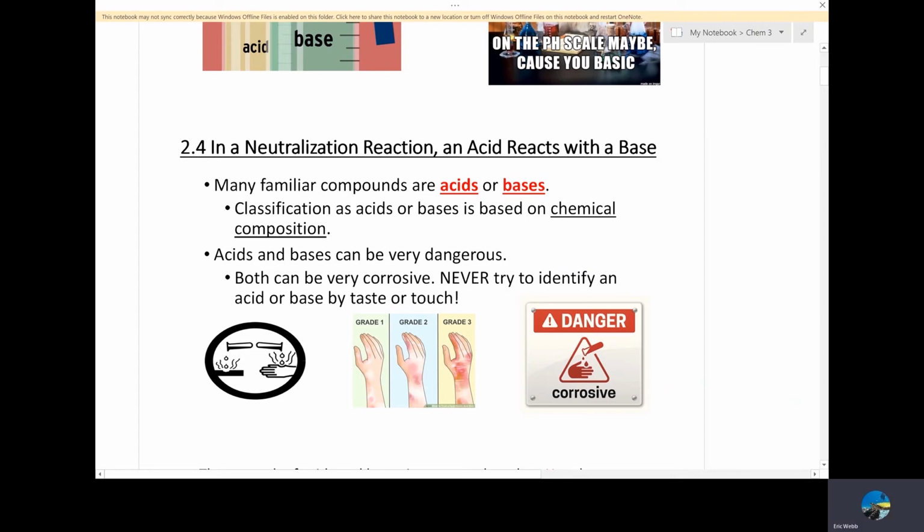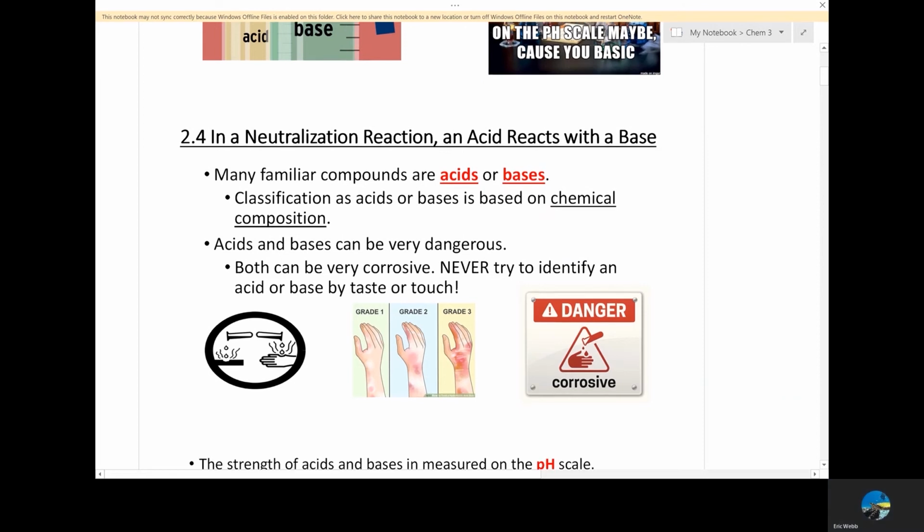Some acids and bases are commonly found in food, but in a chemistry lab, concentrations are so extreme that they are unsafe to handle directly. You just have to be very careful of them. They can cause some pretty severe chemical burns.